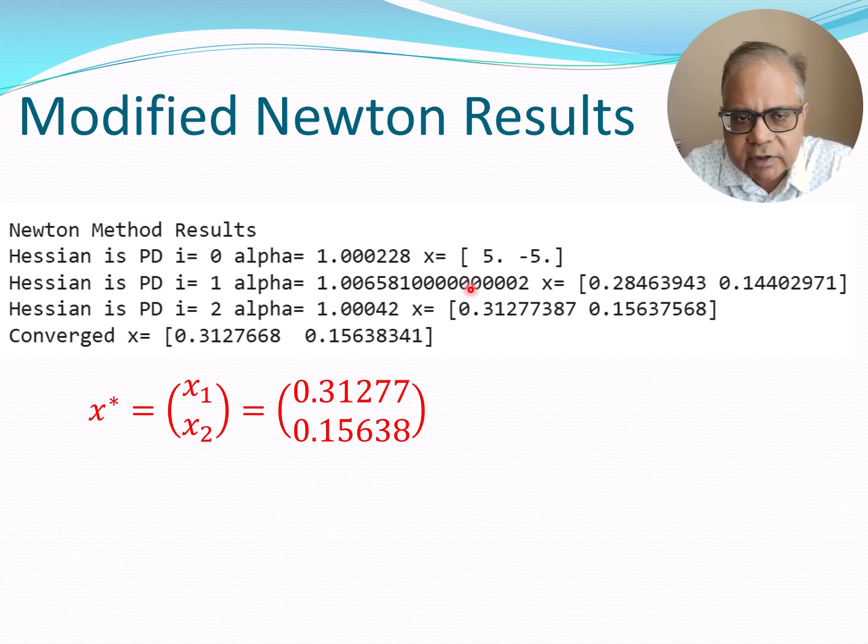Let's look at the modified Newton results. Very interesting results in that you start from the same point 5, minus 5, you converge extremely rapidly, and the alpha value is almost near 1 in this particular problem, because again this is a quadratic type of function, so it actually is almost close to the classical Newton method. But this is not always going to be the case. We will look at a more nonlinear function next, and we will explore the possibility of the Hessian matrix not being positive definite. So let's look at that.